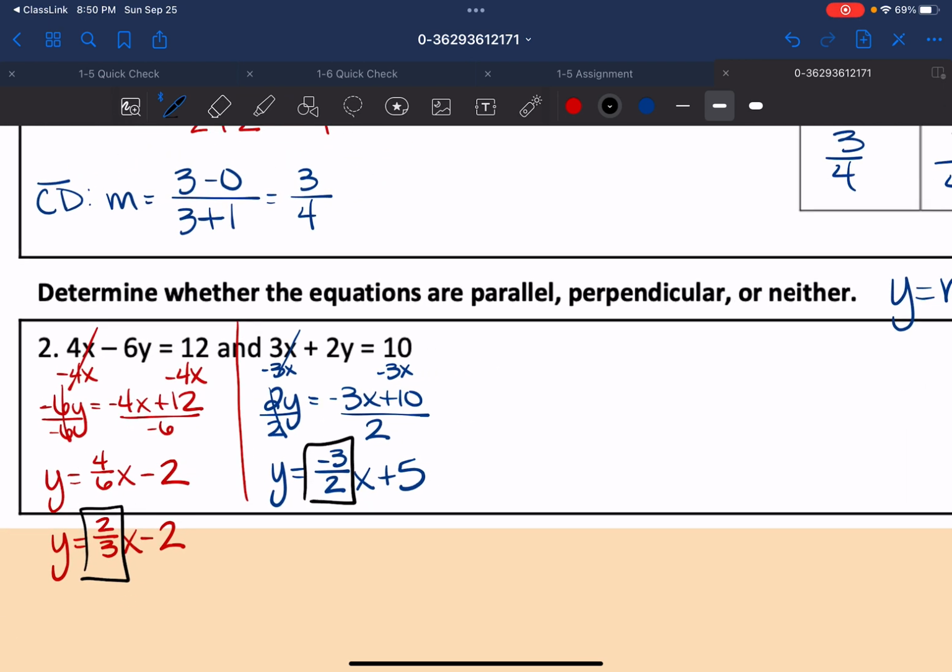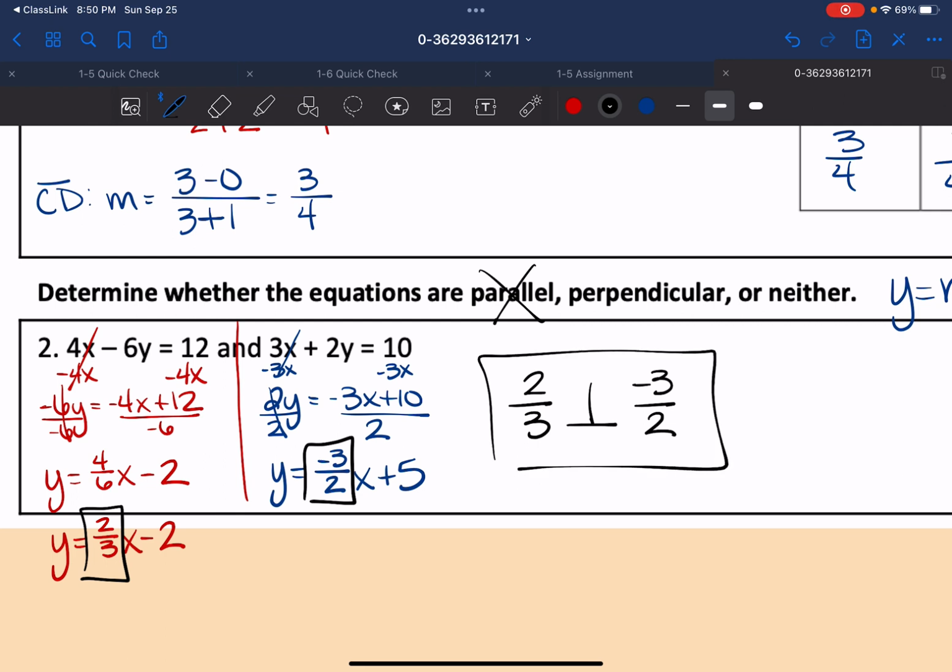So now we're going to bring both of those slopes and we're going to say 2/3. How does that compare to negative 3 over 2? Well, they're not the same, so parallel is out. But we can see that they are opposite reciprocals. They've been flipped and the signs have been changed, so we can say that they are perpendicular.